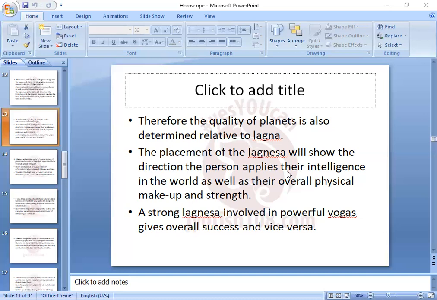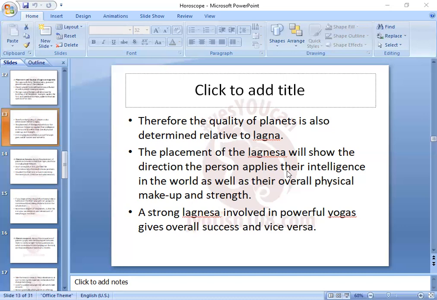In all events, for example, if you're timing marriage, or relationships, or a job, or death, in all events, the Lagnesha has to find some way to get in. If the Lagnesha is not supporting, that event will not happen. As simple as that. Now, coming to the first point, the quality of planets is also determined relative to the Lagna.